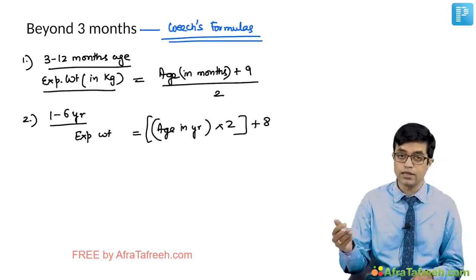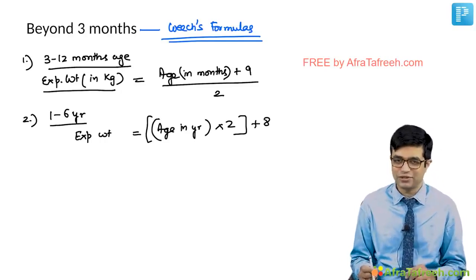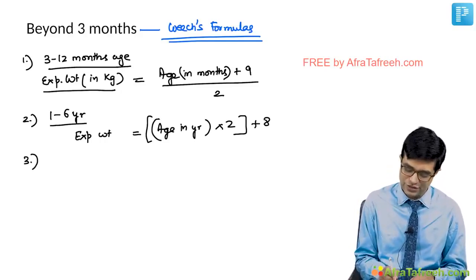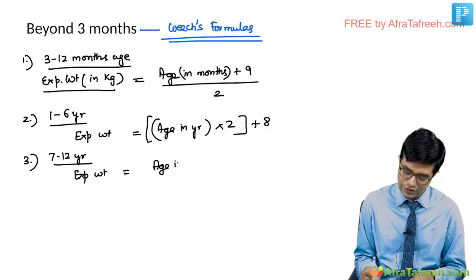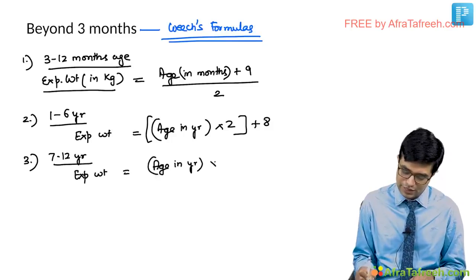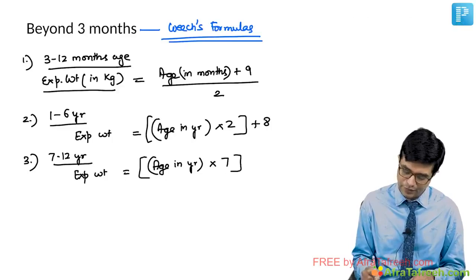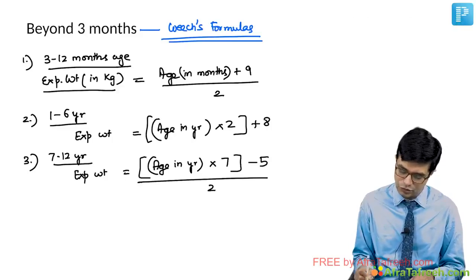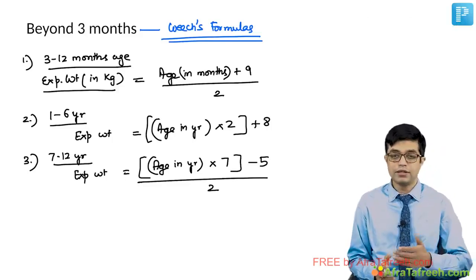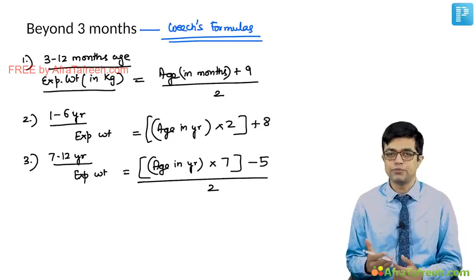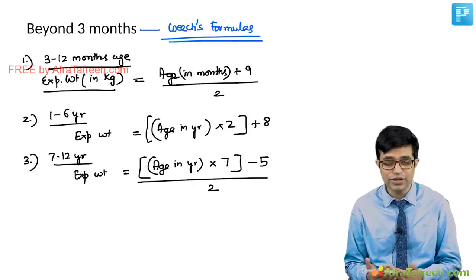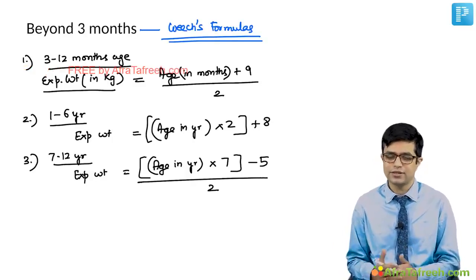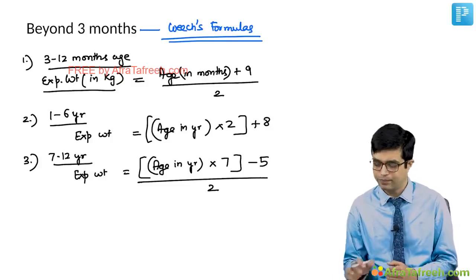Do not forget the formula you have read in your 6th or 7th standard. And third is your 7 to 12 years. Expected weight of a child is given by the formula (age in years multiplied by 7, minus 5) divided by 2. So you will apply these formulas and you will calculate the ideal or expected weight at a certain age. In your clinics, in your long cases, in your malnutrition cases, you have already done this. So this is just summarizing what you have already known.